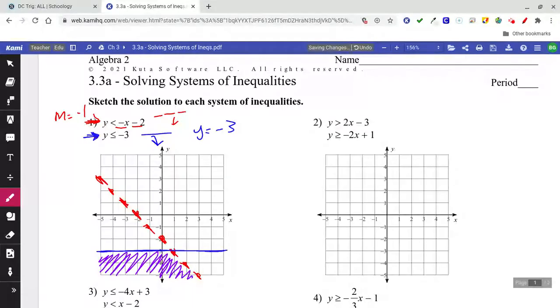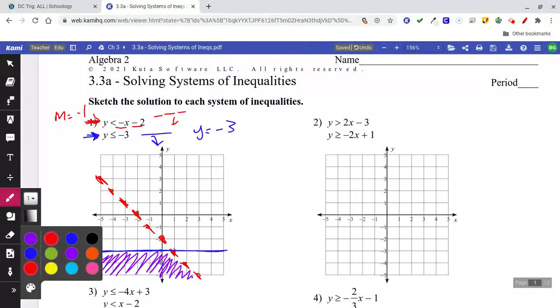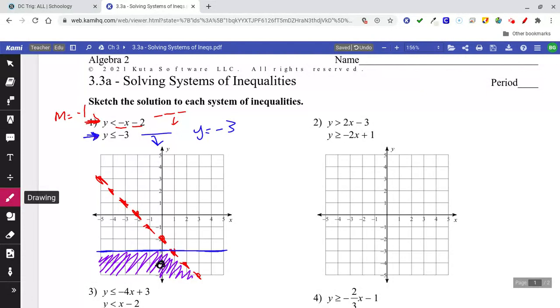And so remember what we're doing. We're drawing a picture of the solutions. So I know there are a whole bunch of ordered pairs here, but let's take, for instance, this one right here. That's the point 0, -4. 0, -4 would be a solution to each of those 2 inequalities, and therefore it's a solution to the system. So moving on.